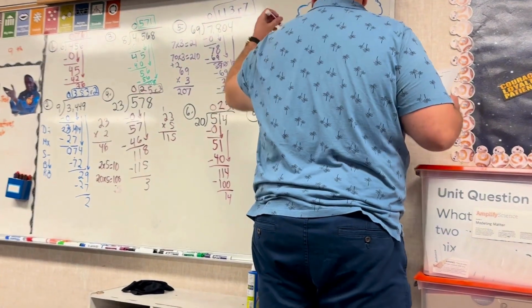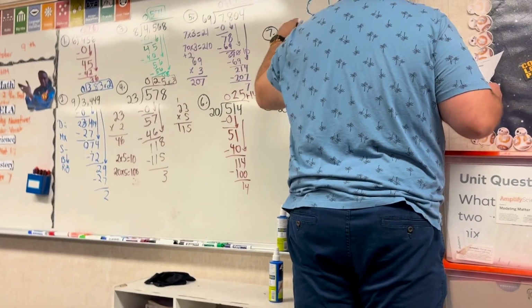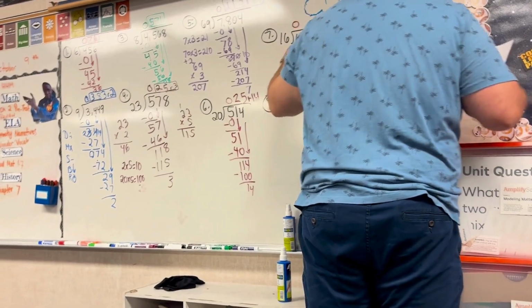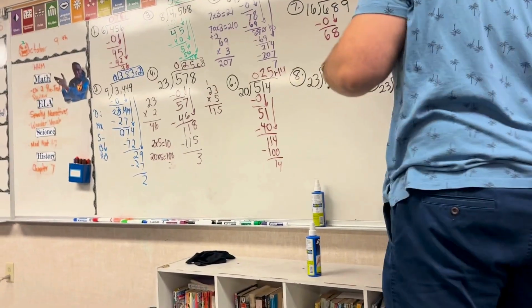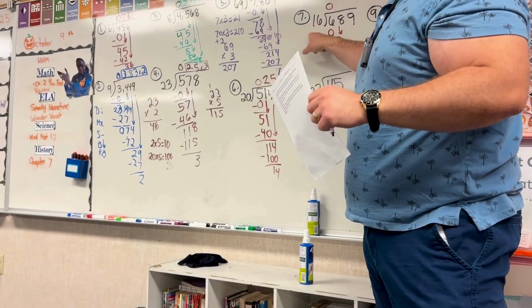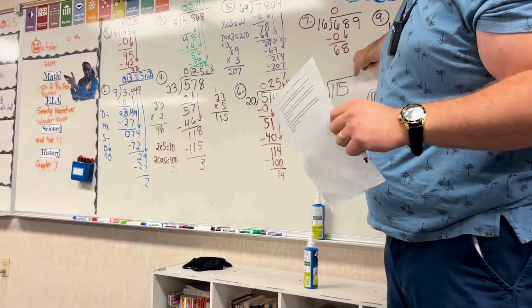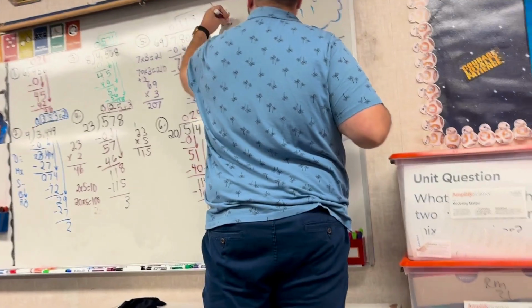689 divided by 16. Once again, the 6 is too small, so we have to put a 0 up here. 16 times 0 is 0. When you subtract, you still got that 6, and now you include the 8. Now, I'm going to round 16 up to 20. I know 20 times 3 is 60, so I'm going to try 16 times 3 and see if that's close enough. It might not be. It might be too small.